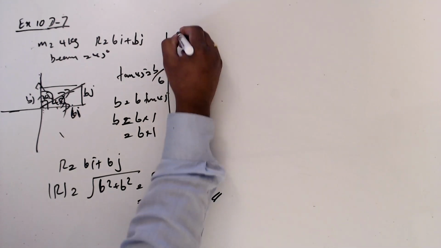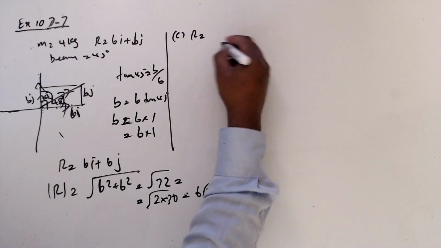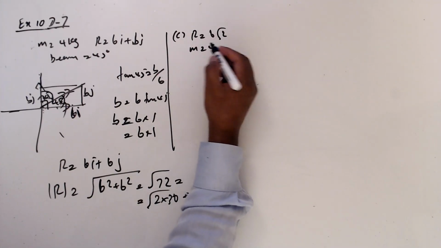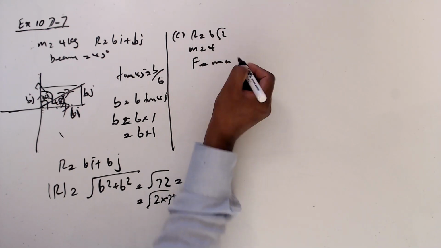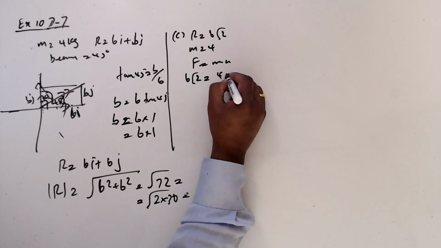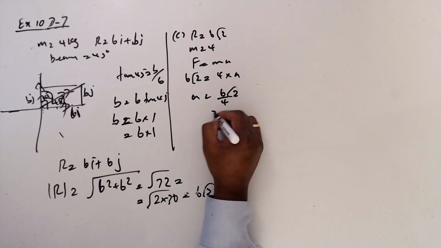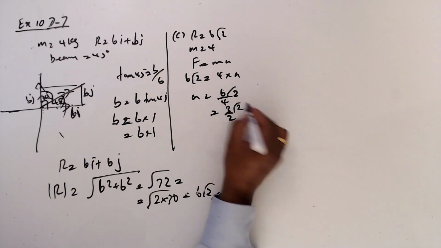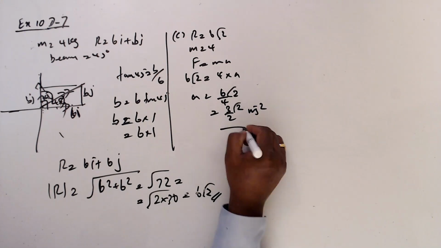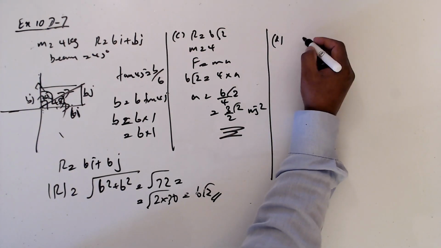Now part C, we have to work out the acceleration. We know that R is 6 square root 2, m equals 4, and F equals ma. 6 square root 2 equals 4 times a, so a equals 6 over 4 square root 2, so 3 over 2 square root 2 meters per second squared.